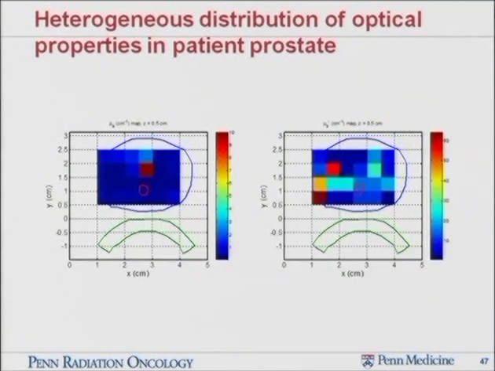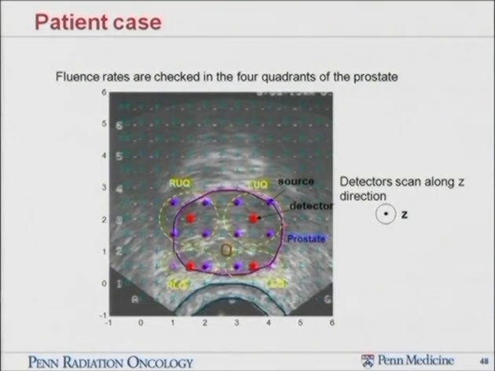So what's the use of these optical properties? For prostate, for example, one can use the measured optical properties to calculate the light fluence rate, and as you can see, it is very heterogeneous. And here is the geometry of how we did it. This was done in vivo, in one actual patient.